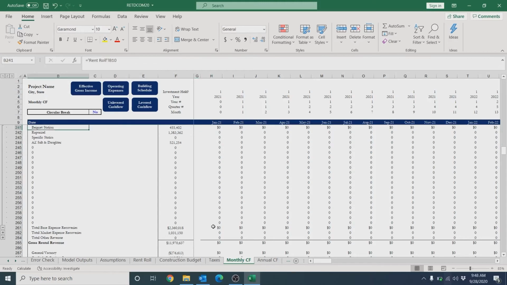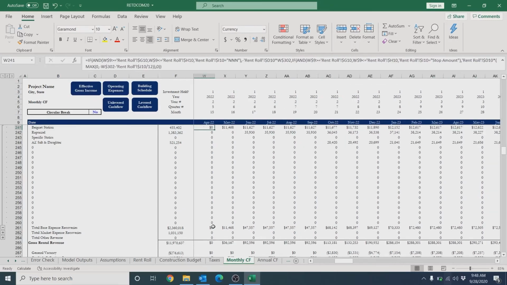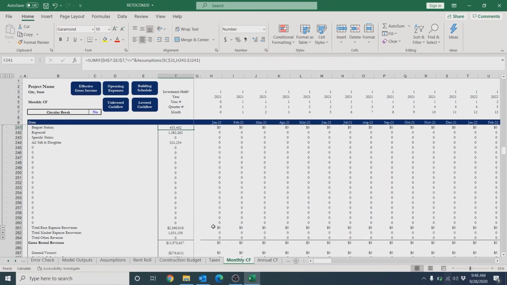Our first tenant, which we indicated was a stop amount, shows cash flows equal to that $250,000 plus inflation. And then our second tenant was triple net, which means all of their expenses are being recovered, leaving them with a total expense recovery of $1.3 million. And then we had gross selected for our third tenant. And as you can see, they have zero expense recoveries.